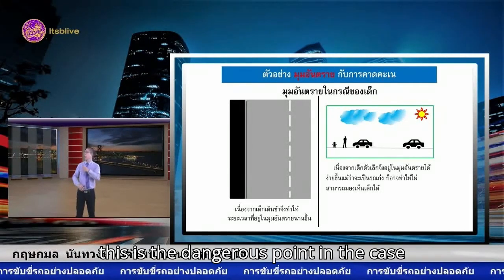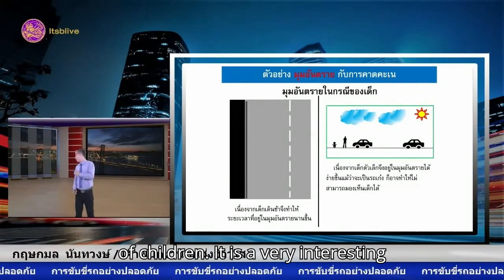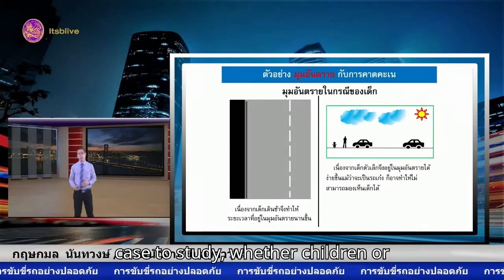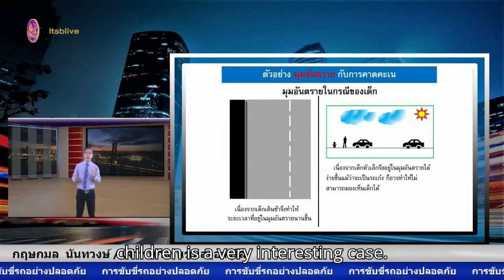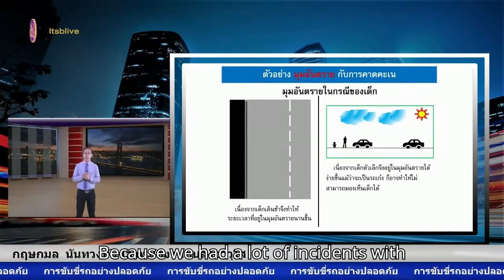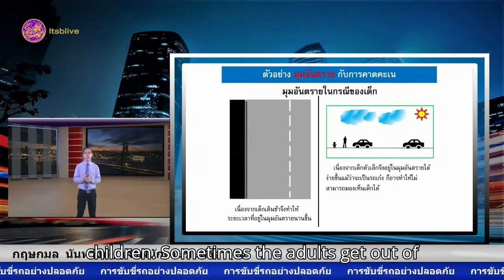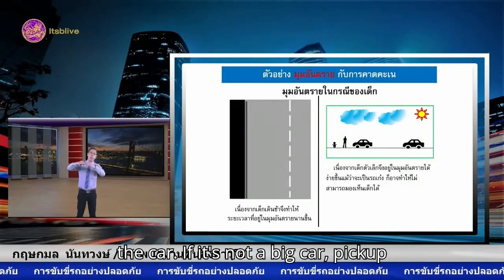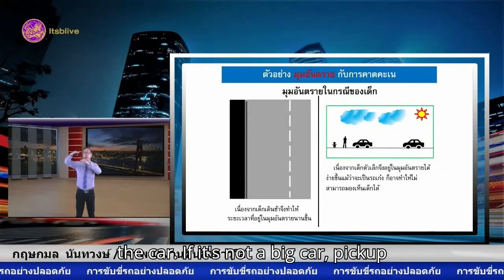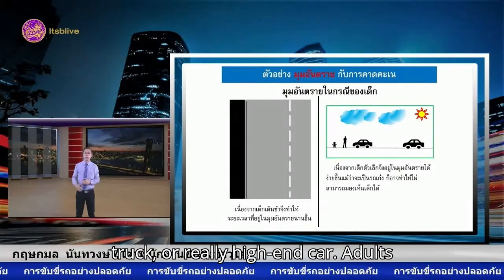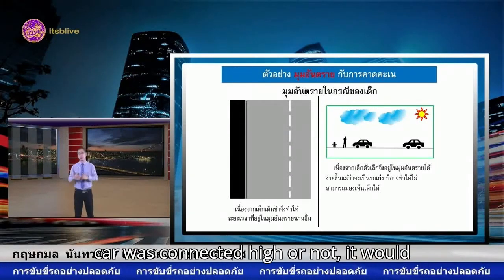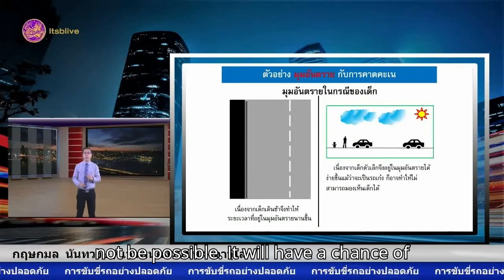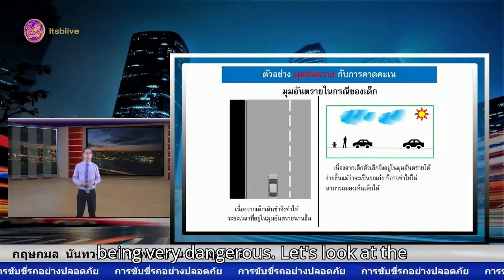But this is the dangerous point in the case of children. It is a very interesting case to study. Whether children or adults, it is similar, but the case of children is very interesting because we had a lot of incidents with children. Sometimes the adults get out of the car. If it's not a big car, pickup truck, or really high-end car, adults often escape, but the child, whether the car was high or not, would not be able to. It will have a chance of being very dangerous.